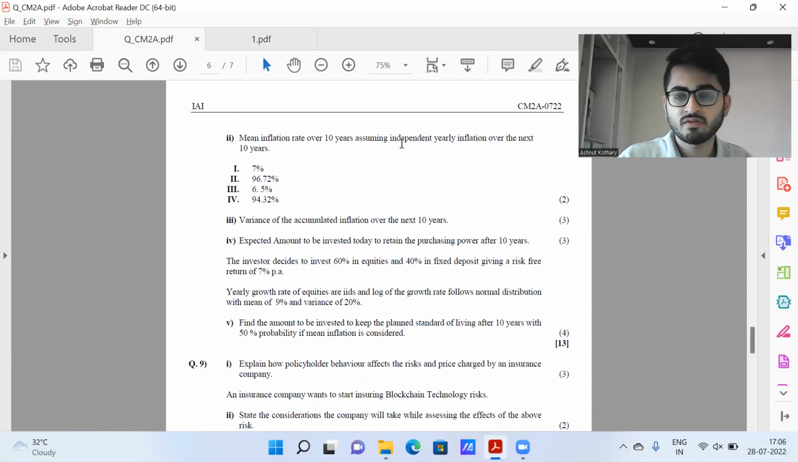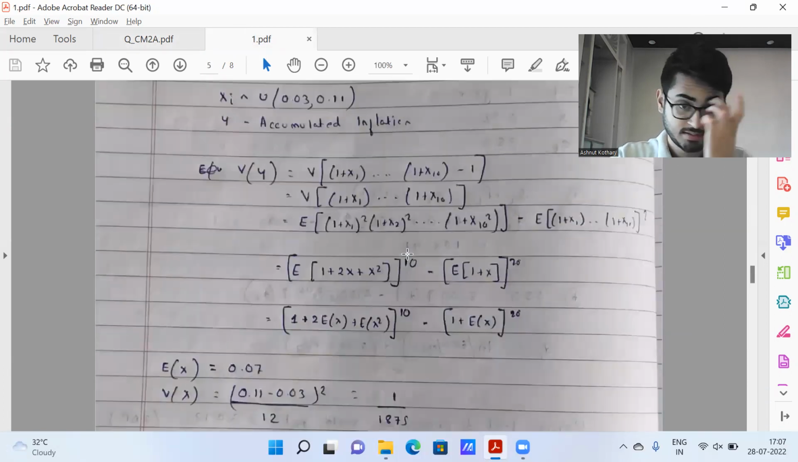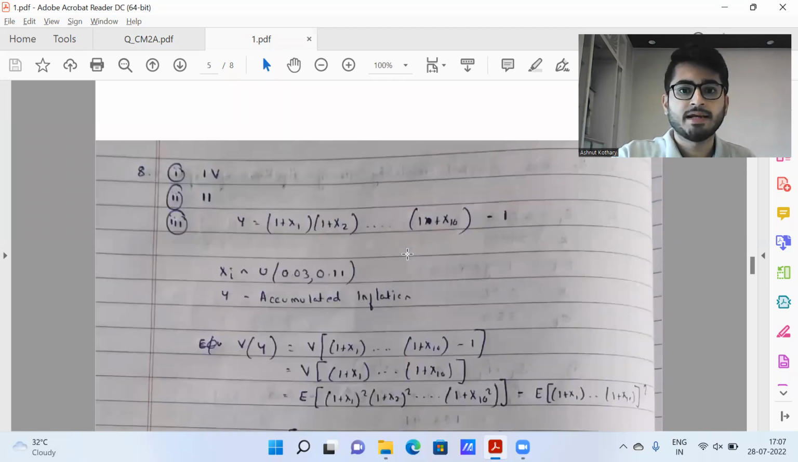So every year, we are assuming inflation on average to be 7%. So over 10 years, it will be 1.07 to the power 10. This becomes the total inflation factor. If I subtract 1 from this, I'll get the total inflation rate, and that comes out as 97.32%.